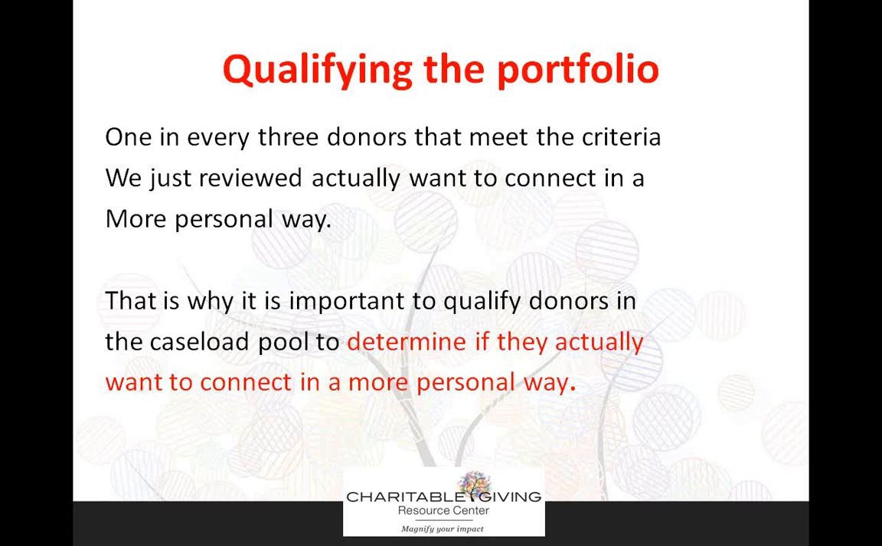So 1 in every 3 donors that meet the criteria we just reviewed may want to connect with you in a personal way. The others are going to say, you know what, Susan, I really don't have an interest in you calling on me, so just put me in there as somebody who's going to keep giving, but let's keep it at that for now. That's okay. Make sure you log that information. That's why it's so important to qualify your donors in this caseload or pipeline to determine if they actually want to connect to you in a more personal way.